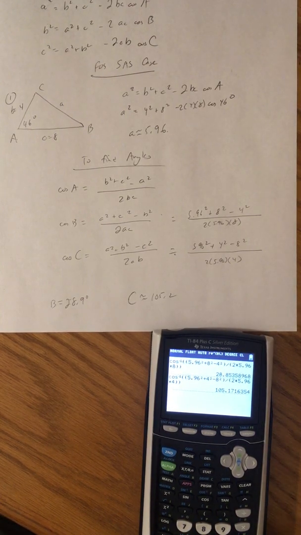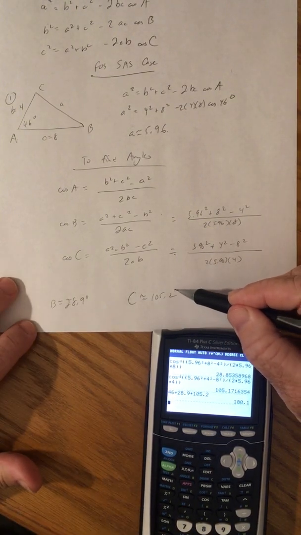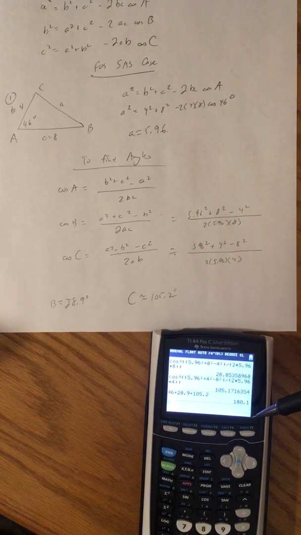So let's see, 46 plus 28.9 plus 105.2. Now look at that, 180.1. If you come pretty close, you can just assume that you're correct, because we did use approximate values in here in order to calculate these angles. So there's no problem if you get 180.1 or 179.8 or something like that, because you're not really making a big mistake. You're just using some approximated values in there, and you just have to get close.